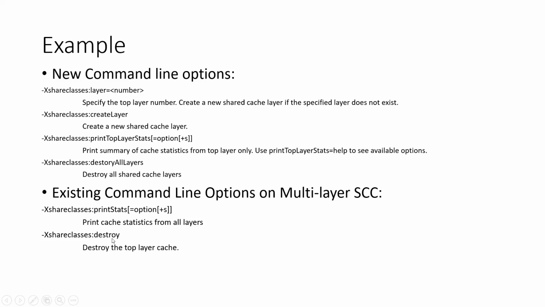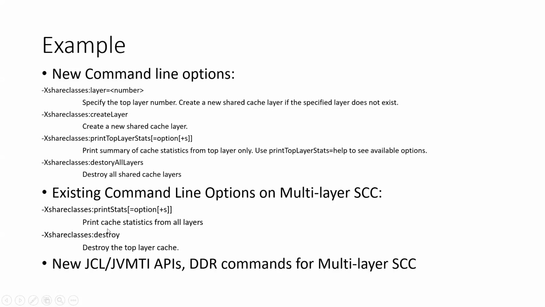Destroy, this option will by default destroy the top layer cache only. So you can use destroy all layers to destroy everything, and destroy to only delete the top layer cache. There are also new JCL, JVM TI APIs to work with the multi-layer shared class cache. And there are also new DDR commands to debug the multi-layer shared class cache.